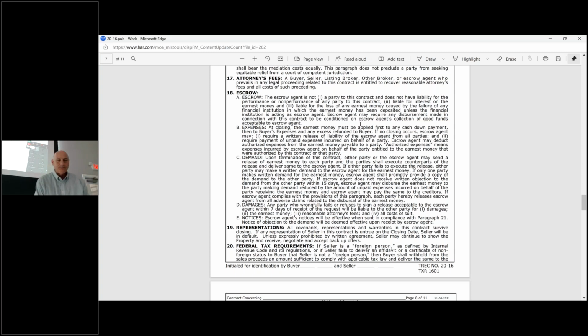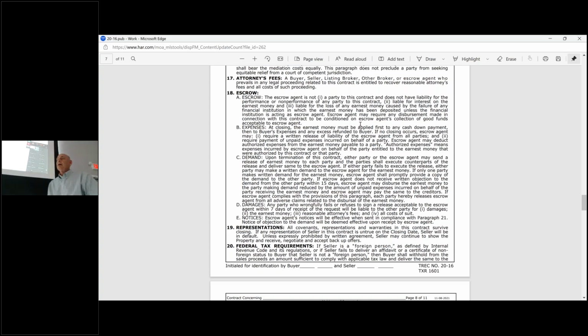Go to paragraph D. Any party who wrongfully fails or refuses to sign a release acceptable to the escrow agent within 7 days of receipt of the request will be liable to the other party for, and you should highlight this, damages, the earnest money, reasonable attorney's fees, and all costs of suit. If real estate agents were aware of this paragraph, we would resolve so many disputes so much quicker.